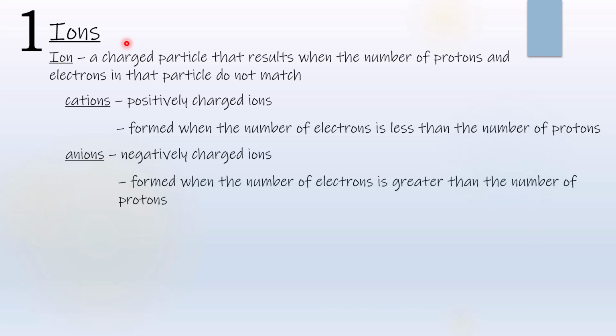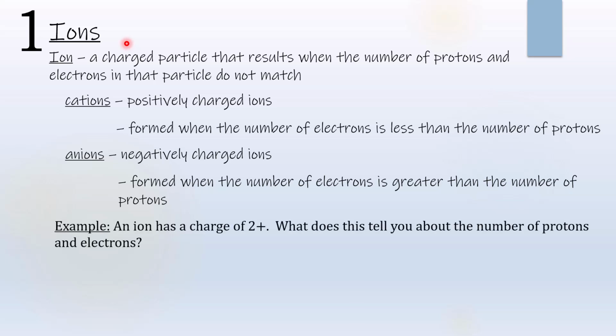And anions would be the opposite, where the number of electrons is now greater than the number of protons, so there's more negative charge on that particle than there is positive charge. Let me give you an example. Let's say we have an ion with a charge of 2+. What does this tell you about the number of protons and the electrons? First of all, I want to point out the way that I'm writing the charge as 2+. I'm not going to write it as +2.